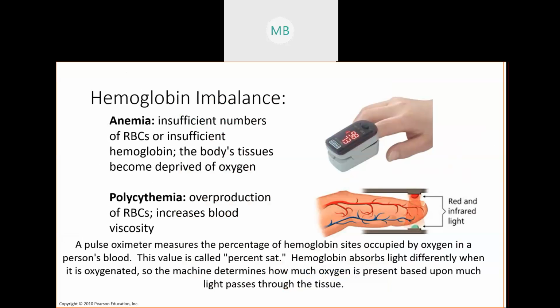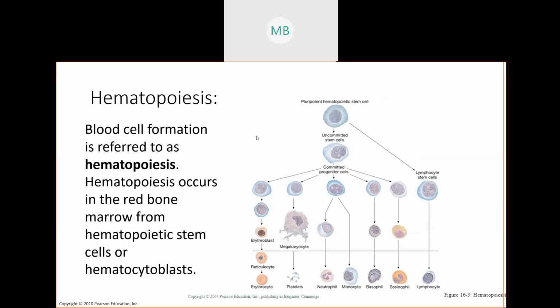Right? So when we start discussing your imbalances and such, anemia is some form of insufficient numbers of red blood cells or hemoglobin. Something is wrong between the amount of red blood cells or hemoglobin you have, and when you have anemia, your body's tissues are going to be deprived of oxygen. We're going to come back to these disorders. Polycythemia means you are overproducing red blood cells, which increases your blood viscosity. Right, we'll get to that in just a second after we have talked about your hematopoiesis, which is indeed how your red blood cells are formed.